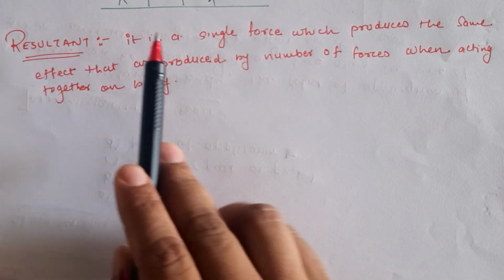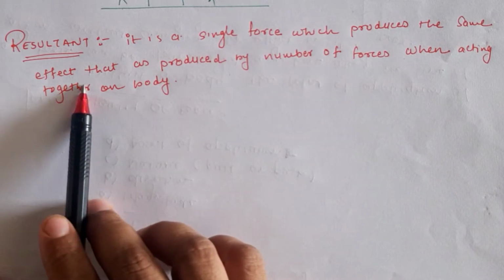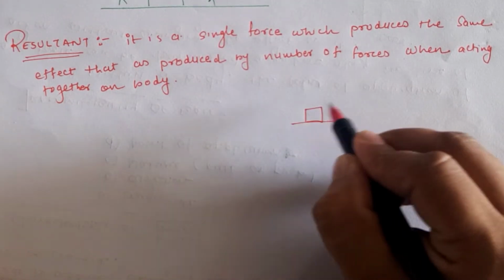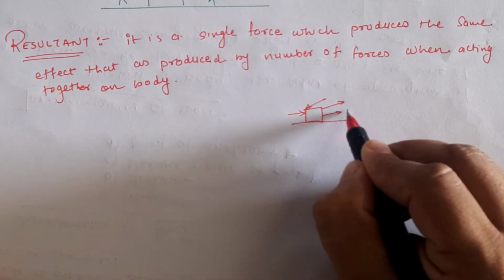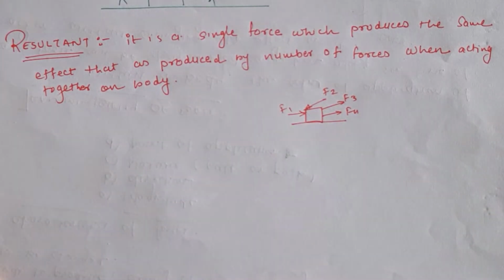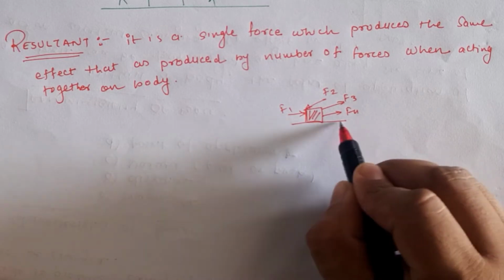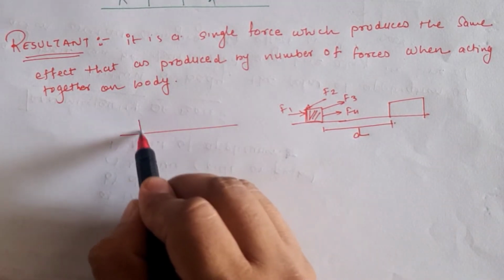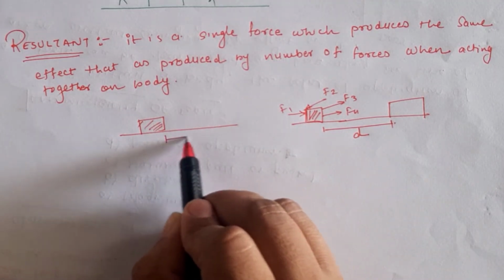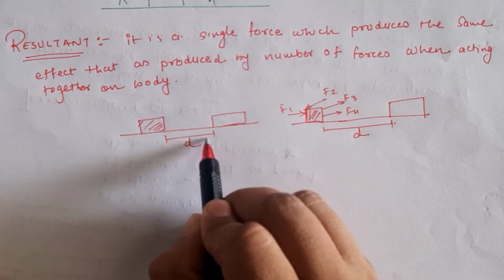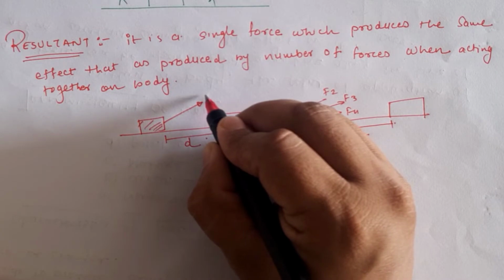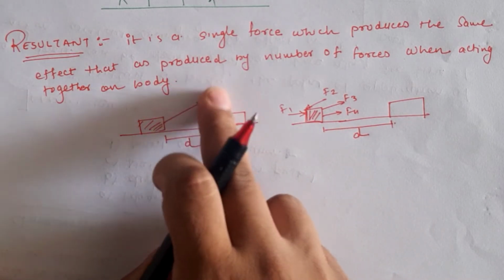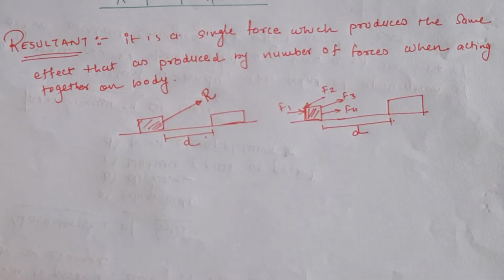Now, as per the definition of resultant, it is a single force which produces the same effect as that produced by a number of forces acting together on the body. For example, if a body has a number of forces like F1, F2, F3, F4 and so on, and after the application of these forces the block moves in the direction of x with distance d, and if the same block moves the same distance d with a single force, known as the resultant R, then both systems are equal, and this single force which replaces all the forces is known as the resultant.